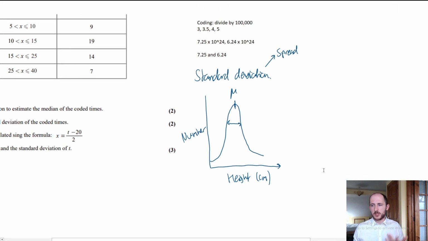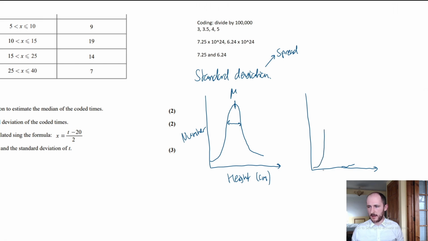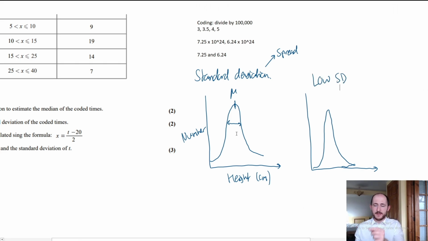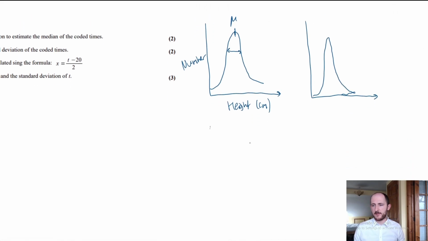Okay? So just as a visualization, if you have something that has a very low standard deviation, it's very sharp. So low standard deviation, low SD. You have a very sharp peak because that width is very small. Whereas something with a very large standard deviation will look something like this. Can you see that that data is far more spread out?